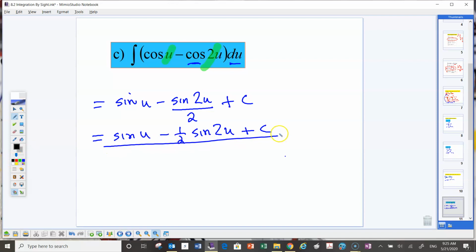Now let's take the derivative of this and see if I end up with that. The derivative of sine u is cos u, minus the derivative of 1/2 sine 2u, which would be 1/2 times the derivative of sine 2u, which is cos 2u times the derivative of 2u, which is 2, and the derivative of a constant is 0. Now 1/2 times 2 are going to cancel, and I do end up with what I started with, so I know I'm correct.